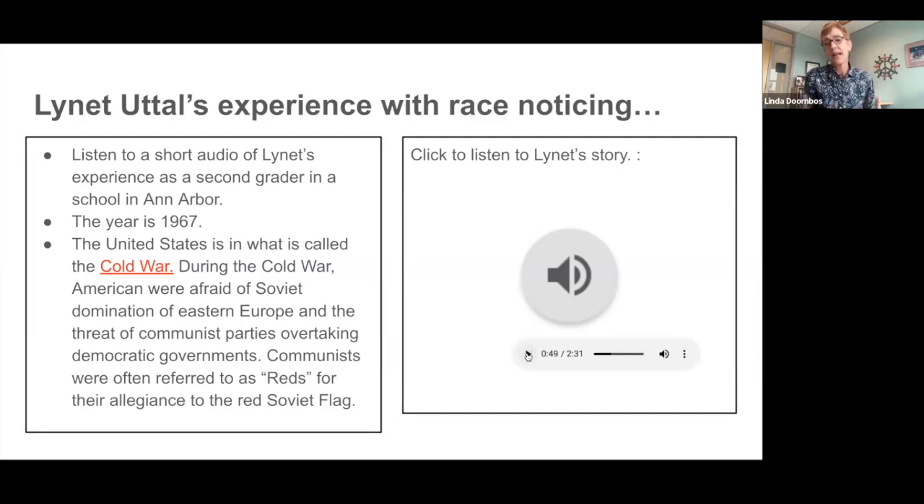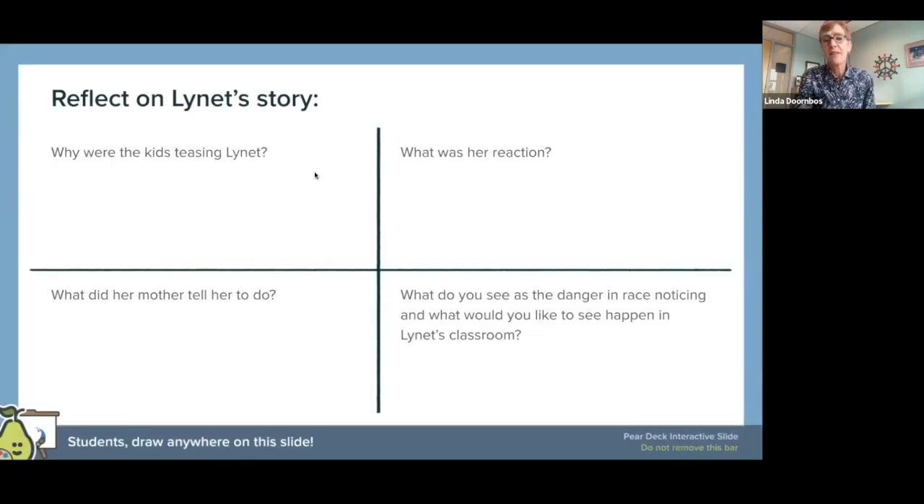It goes on to explain the struggle that she had with her identity and how she had to come to terms with who she was as she continued in her life. Then having students reflect on that: Why are the kids teasing her? What was her reaction? What did her mother do? And what do you see as the danger in race noticing that you would like to see happen in Lynette's classroom?